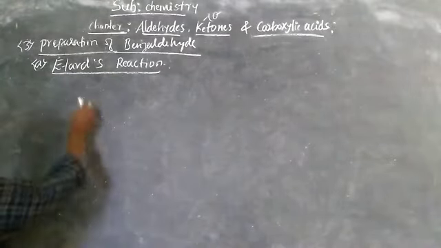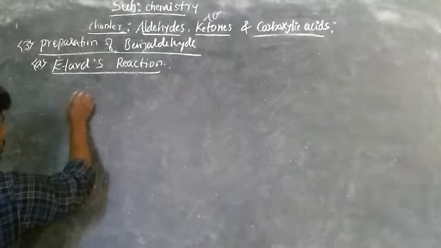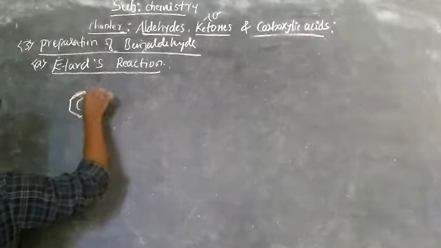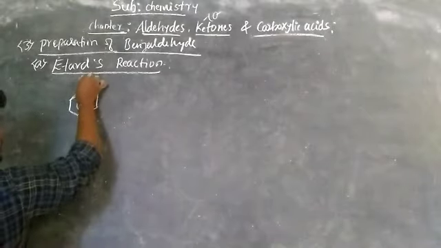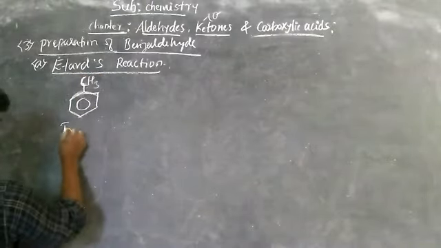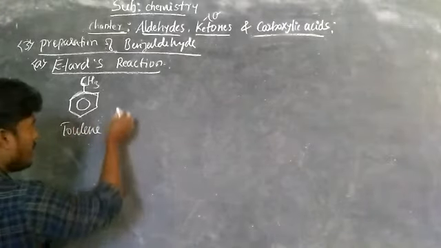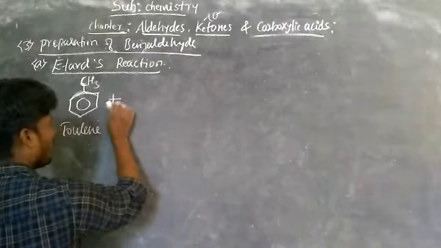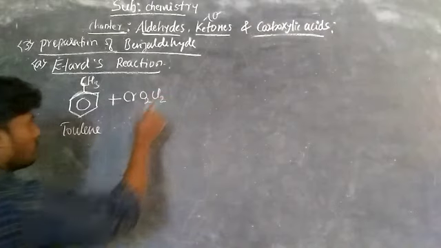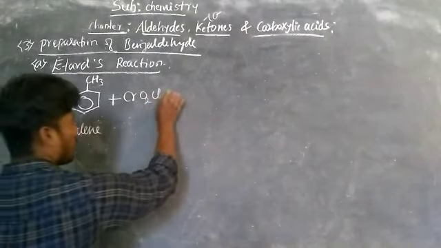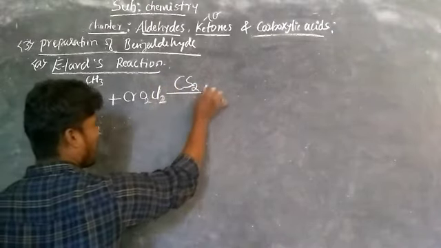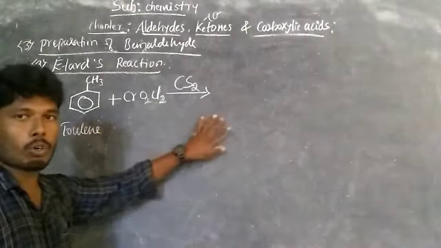Okay, so see here, in Etard reaction, toluene. This is the benzene and CH3. This is called what? Toluene. This toluene is oxidized in the presence of chromyl chloride, that is CrO2Cl2, and carbon disulfide as a solvent, you get a chromium complex.